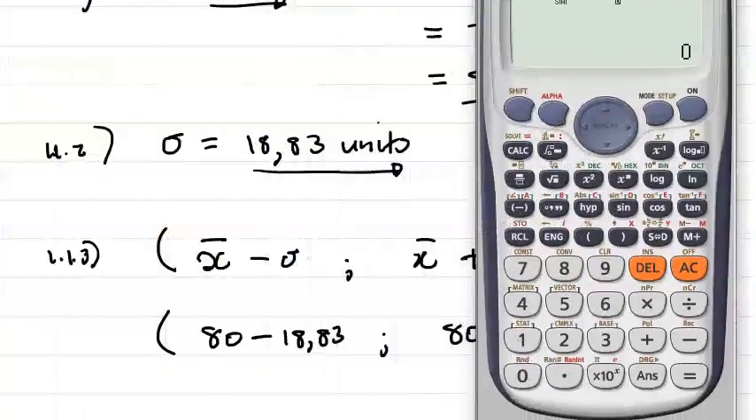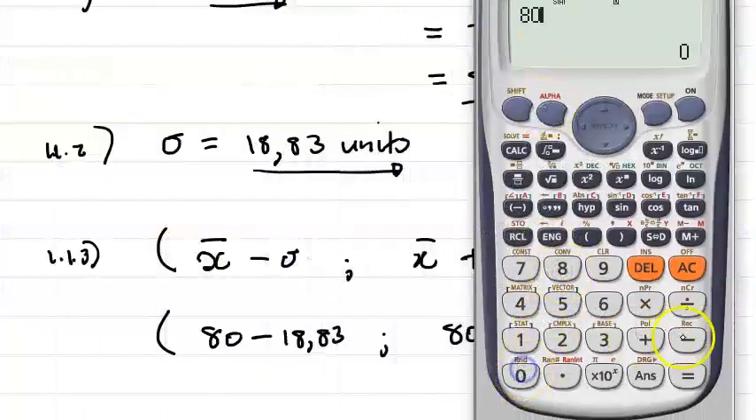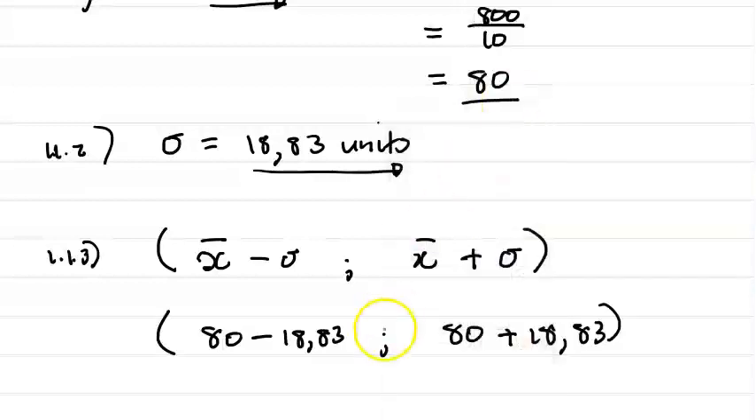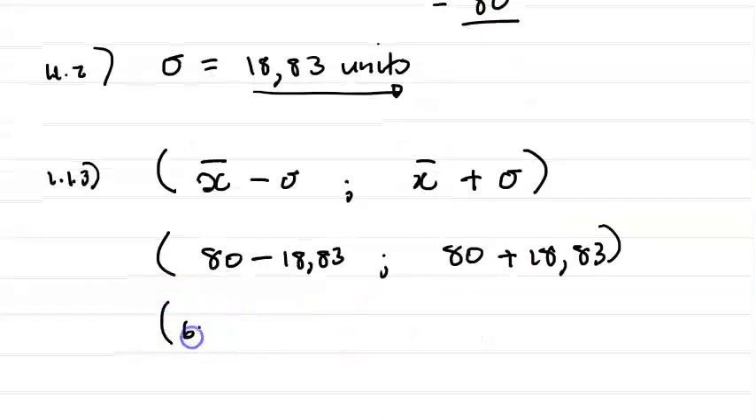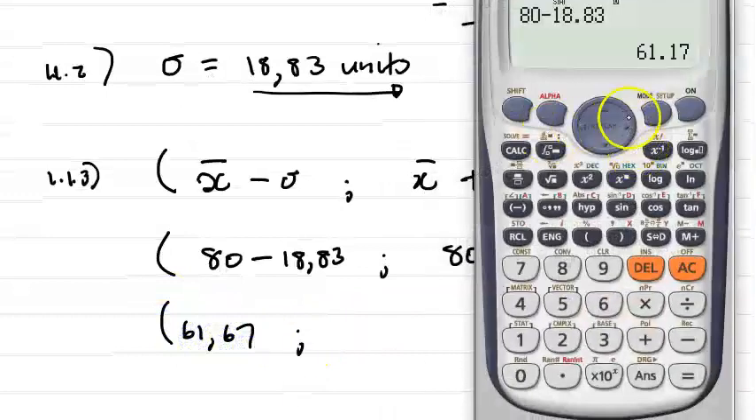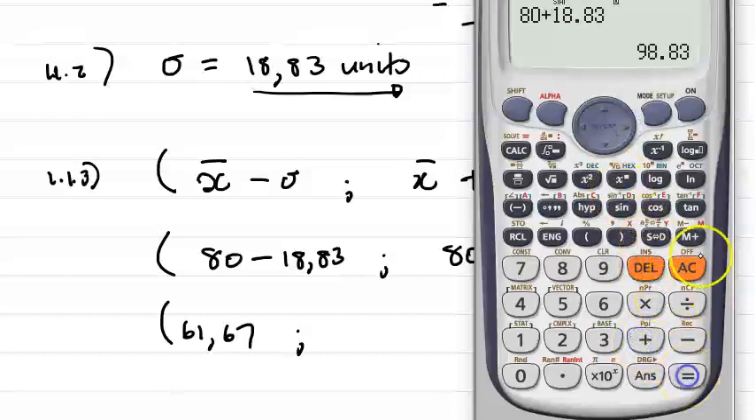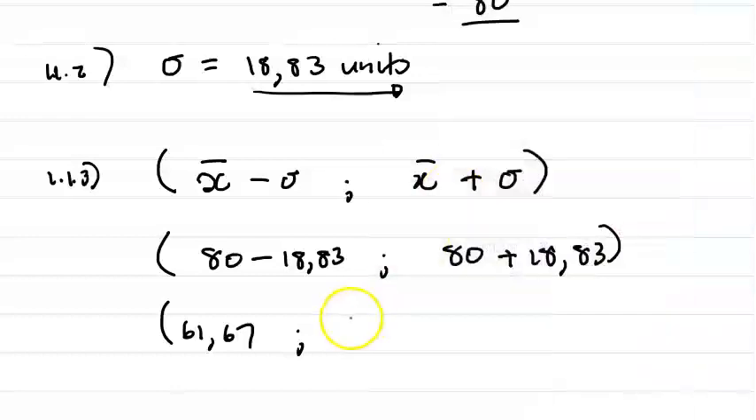So let's work it out. We got 80 minus 18.83 equals 61.17. So our interval is 61.17, that's the lower boundary, and it's going to go up to the upper boundary, which would be, add it up, 98.83. So that's our interval of 1 standard deviation of the mean.